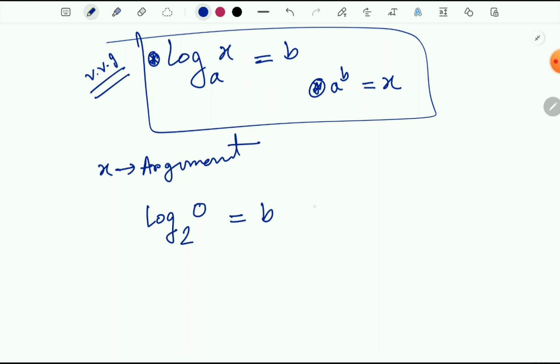Let's test it. So we can write this relationship in this way: 2 power b equal to 0. So for what value of b can we find 0? Do you know? Negative or any fraction number or 0? No, it's not possible. Actually, for any value of b we can't get 0. Therefore this relationship is not possible. So we say the value of x cannot be 0.